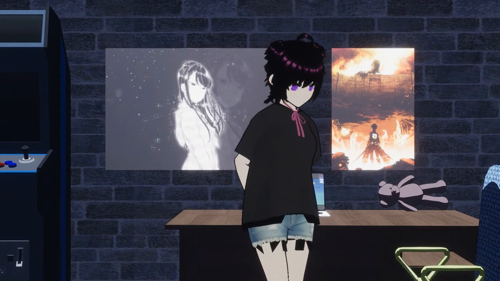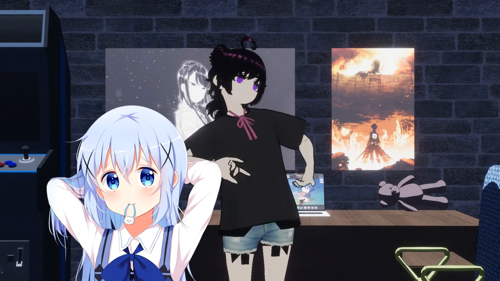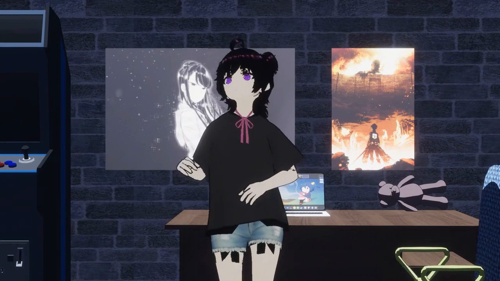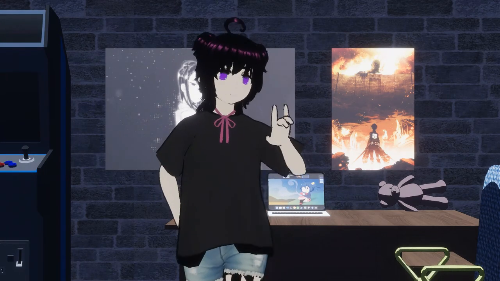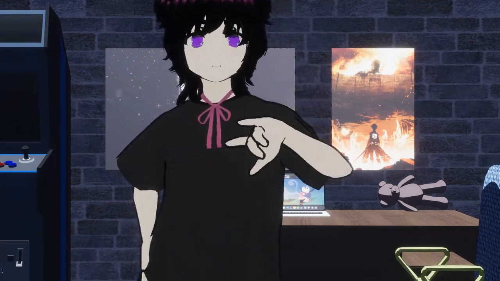So what now? Nyanders maybe? Sure. Oh my gosh! Look at her butt! Look at her butt!